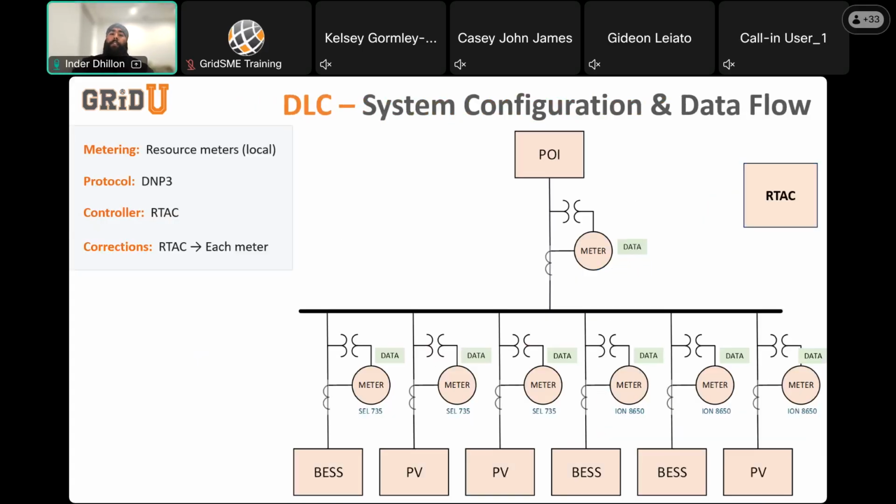So in a DLC configuration, each resource still has its own revenue meter, measuring local output. That part doesn't change from peer-to-peer. What changes is how the data moves. Instead of Modbus TCP communication between meters, each resource reports its data to the RTAC using DNP3 or Modbus. The RTAC acts as the hub. It collects data from all meters, runs the loss calculation, and then writes the loss values back to each meter. This centralized design simplifies troubleshooting and scales more effectively than the distributed peer-to-peer model.